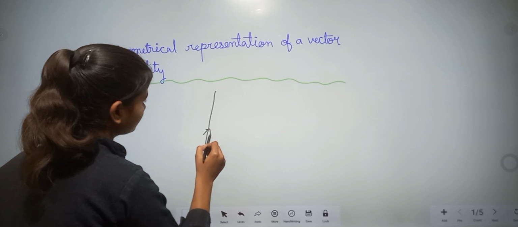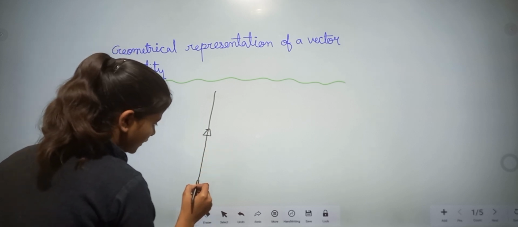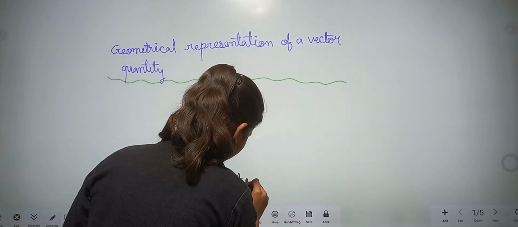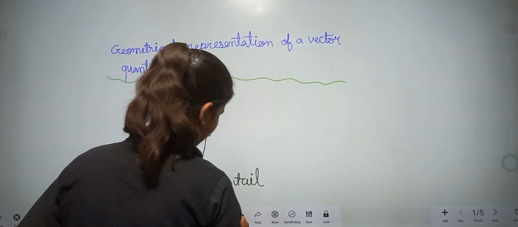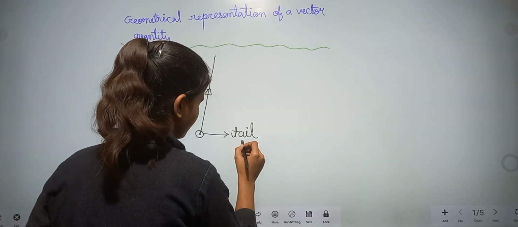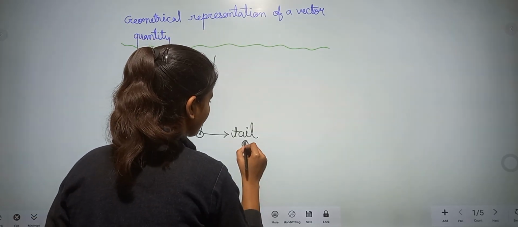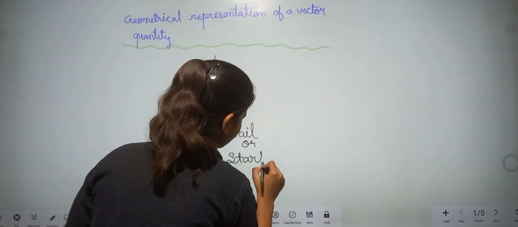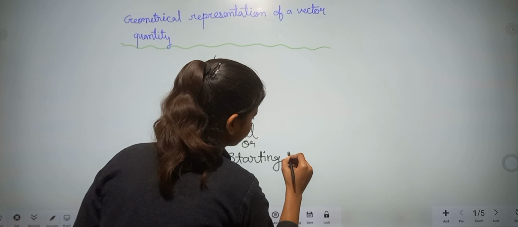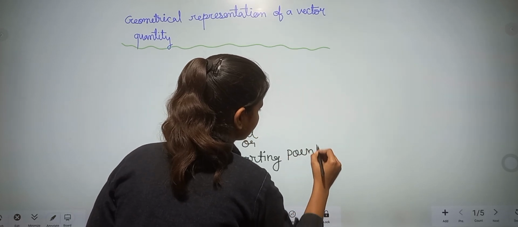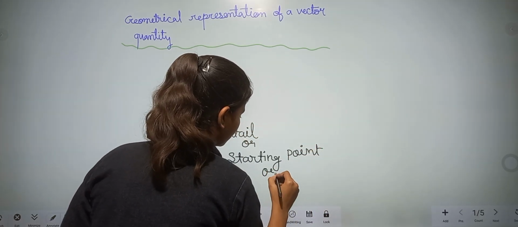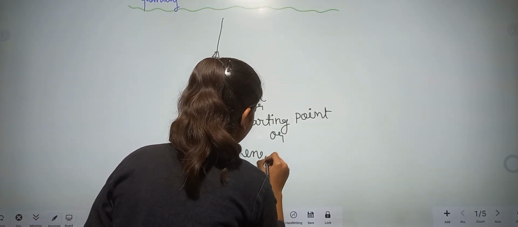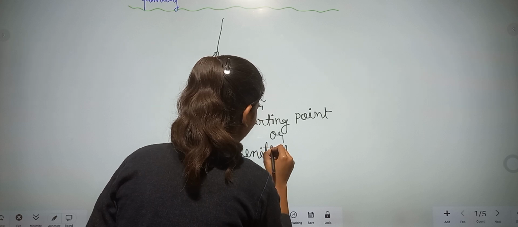Okay, so this point is called the tail, or you can also say the starting point, or you can also call it the initial point.